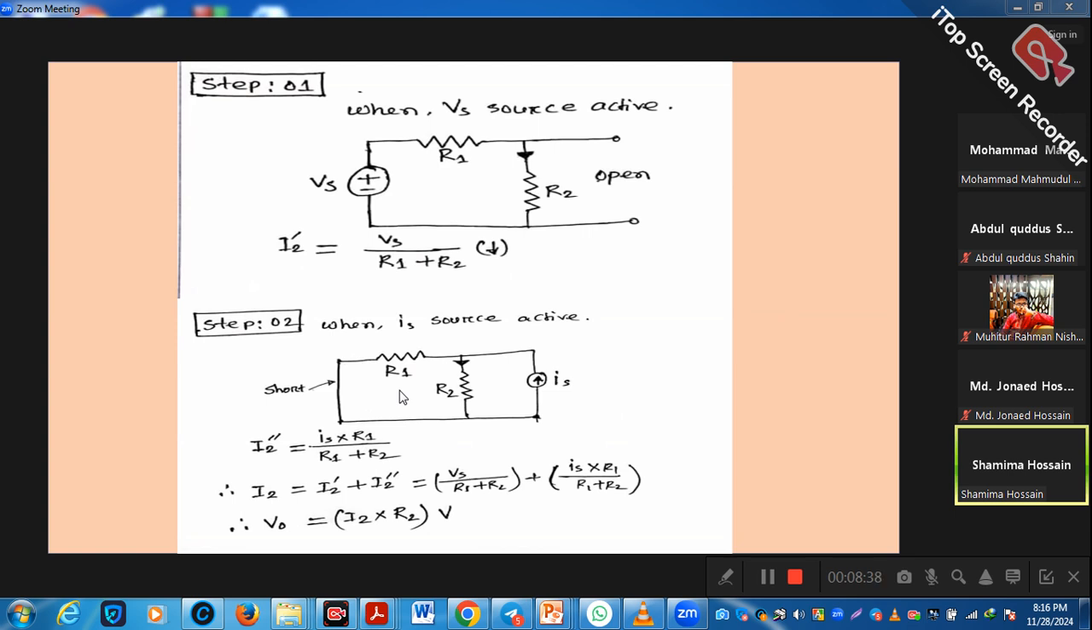I as source active when the other source, the voltage source, is short and the current source is open, and similarly find out the current. Last, calculate the current and, like I said, direction and output, find out the output voltage. Thank you.